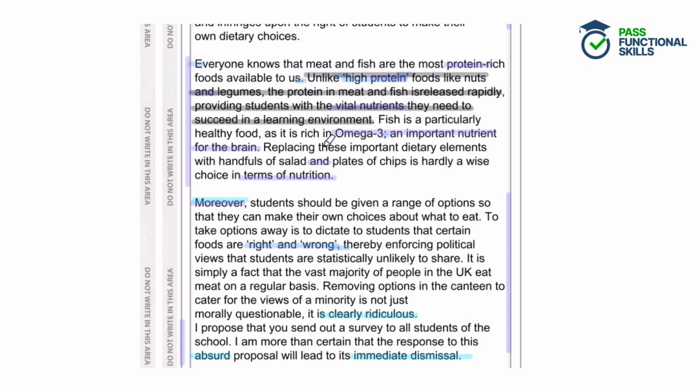Try to use a few longer sentences in your answers, but make sure that you're not making them too long, because if you're making your answers really, really long, each sentence might be a bit difficult to read.